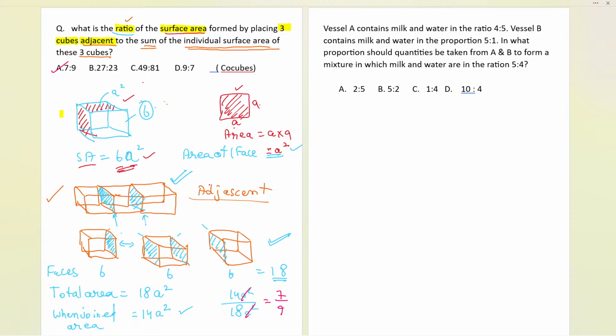The second question is over here. The vessel A contains milk and water in a ratio. Try it, everybody, I'm giving you 1 minute. This is the last question that we have today.